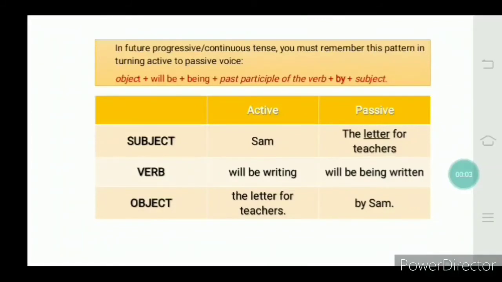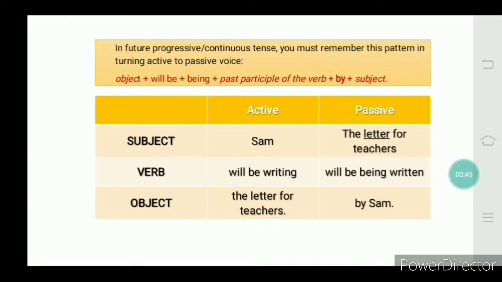In future progressive or continuous tense, you must remember this pattern in turning active to passive voice. We have object plus will be plus being plus past participle of the verb plus by plus the subject. How will we know that the verb is in future progressive or continuous tense? If it is in will be. Okay, there is will be in the verb. So in active voice, for example, we have the subject Sam, we have the verb will be writing, and then for the object, we have the letter for teachers.